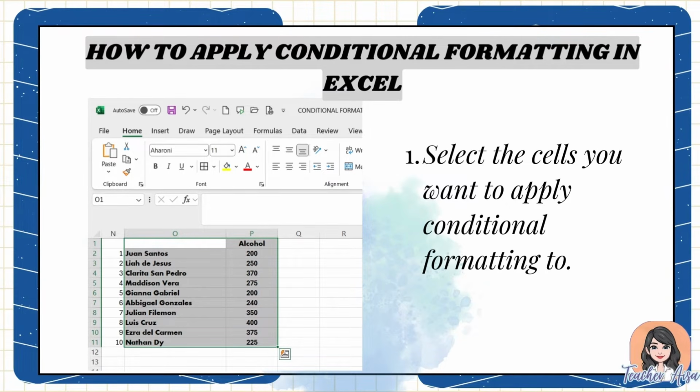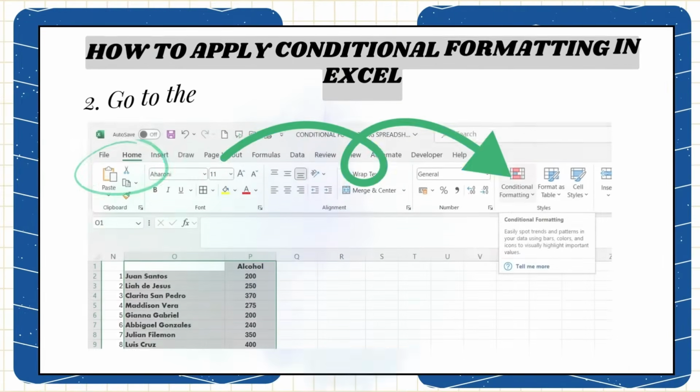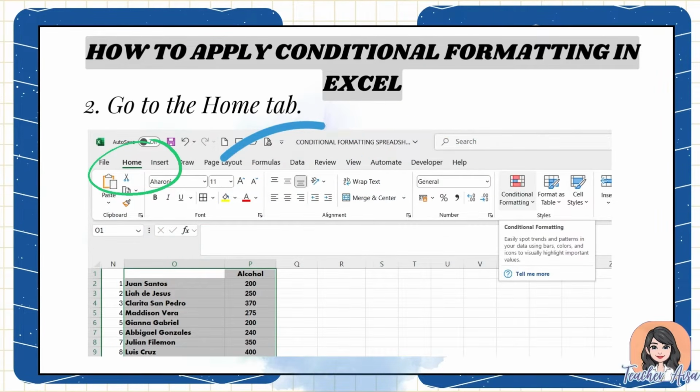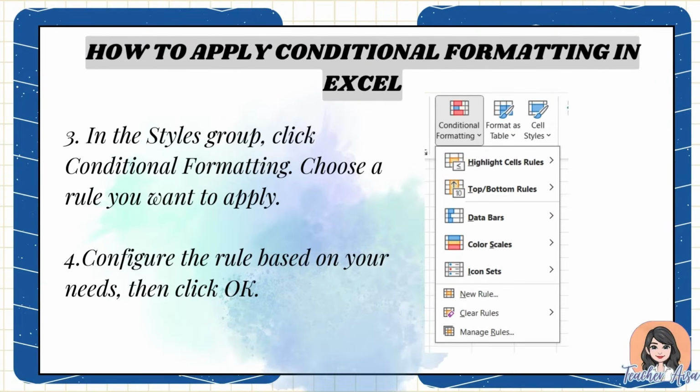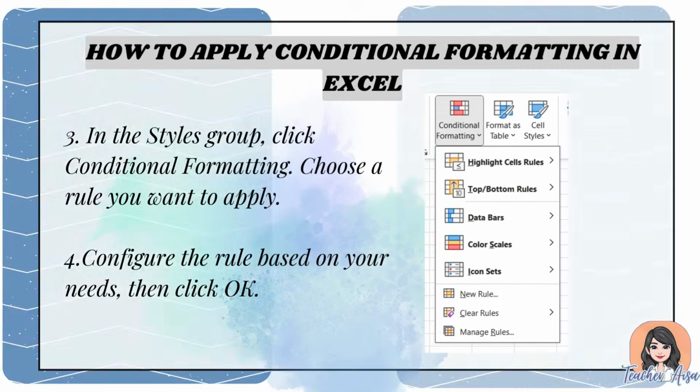How to apply conditional formatting in Excel. First, select the cells you want to apply conditional formatting to. Next, go to Home tab, then click the Conditional Formatting button on the far right part of the window. In the Styles group, click Conditional Formatting. Choose a rule you want to apply. 4. Configure the rule based on your needs, then click OK.